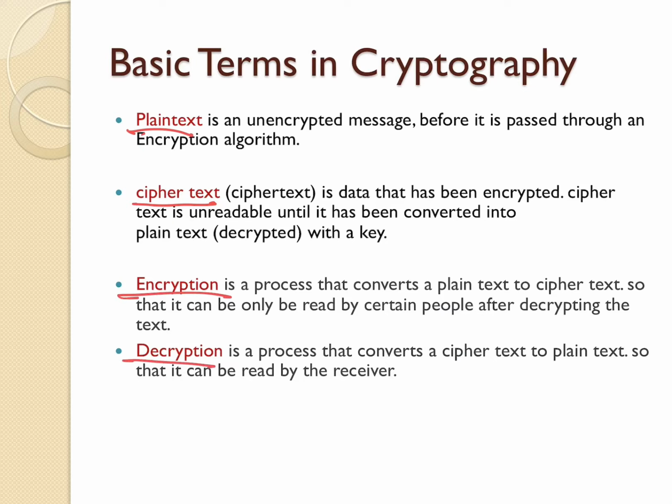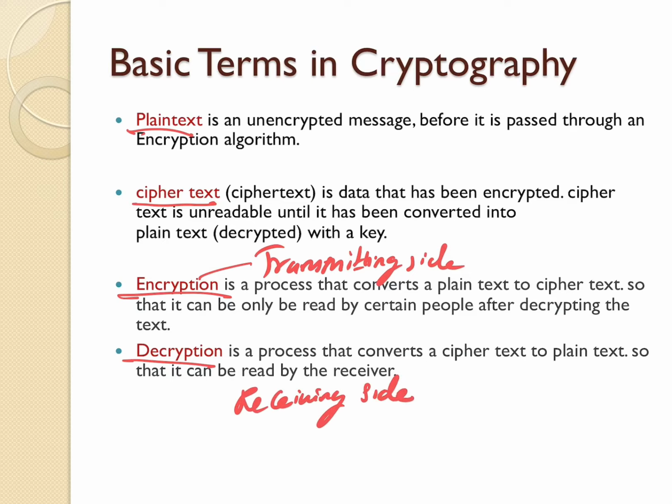And the encryption and decryption process. Encryption is nothing but conversion of plain text to cipher text. That's the encryption process. Decryption is nothing but conversion of cipher text to plain text. So encryption happens on the transmitting side, and decryption happens on the receiving side. Next we are going to see the basic concept of encryption and decryption.